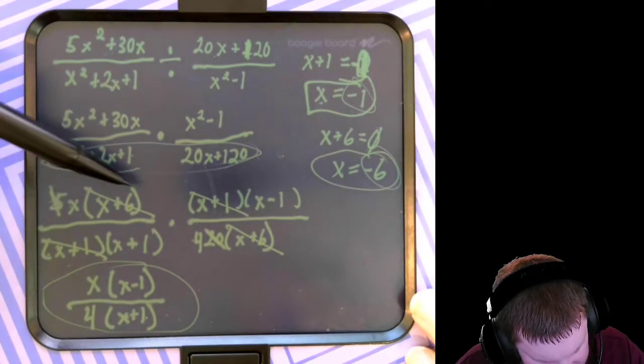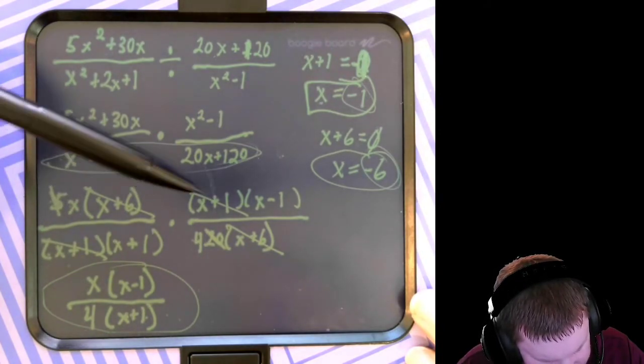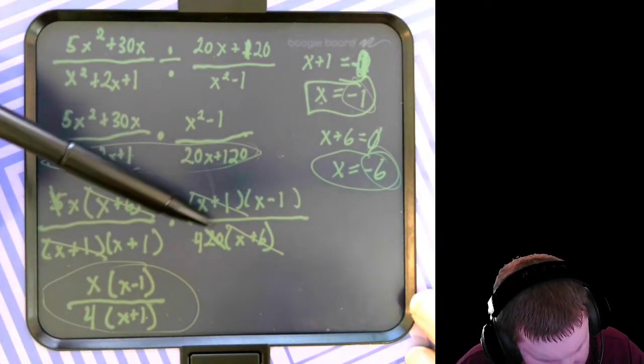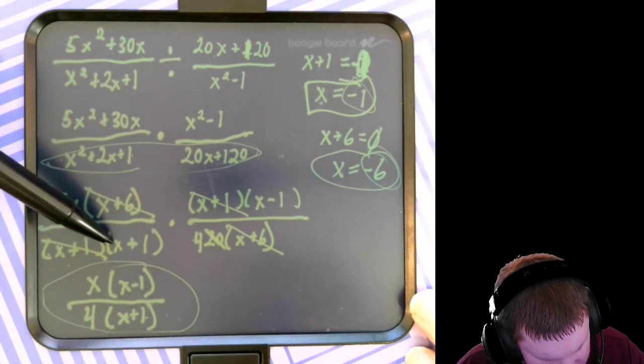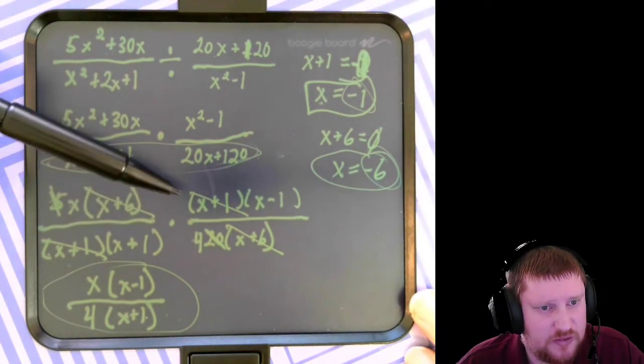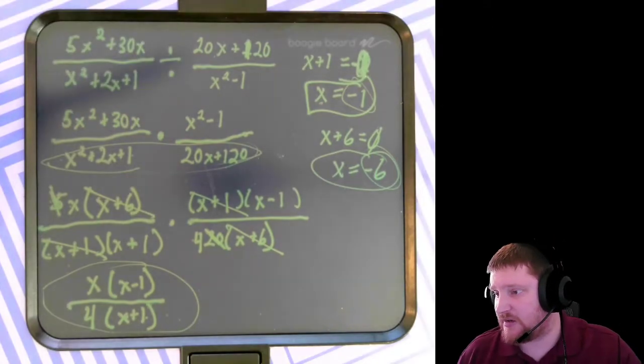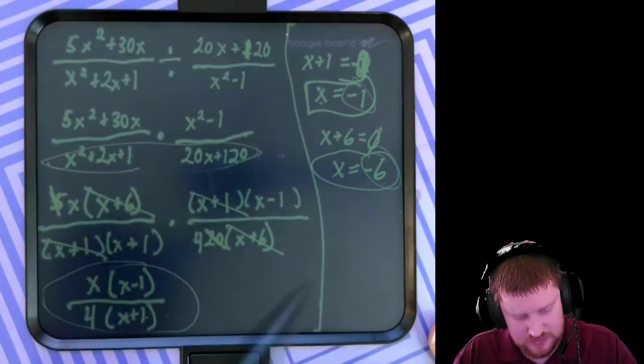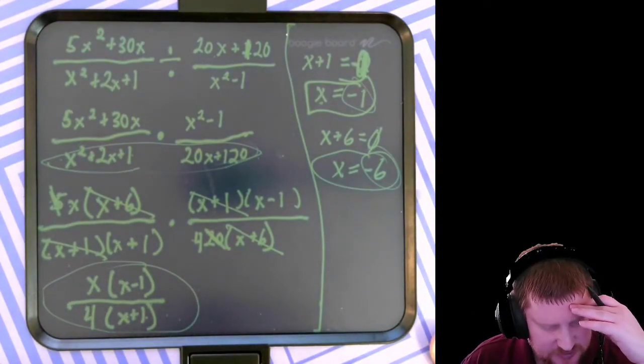Leaves me with x times x minus 1 in the numerator, and 4 times x plus 1 in the denominator. I'm sorry guys, I'm looking at this. I don't see any mistakes made. I don't see any mistakes at all.